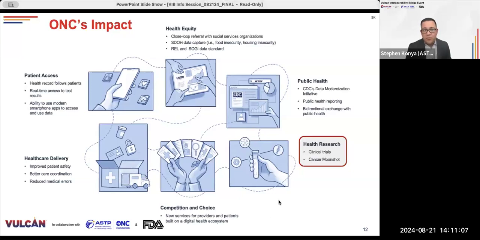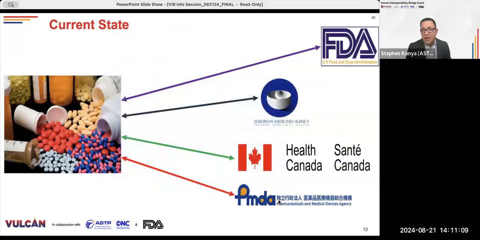So next slide. With that, I'd like to hand it over to my colleague who we're really excited to be working very closely with, Dr. Jose Galvez and the FDA. Thank you.